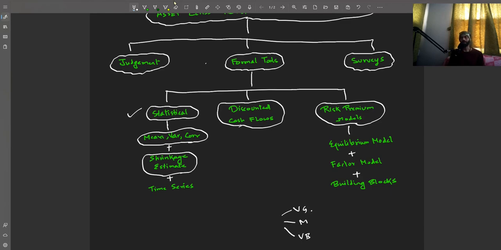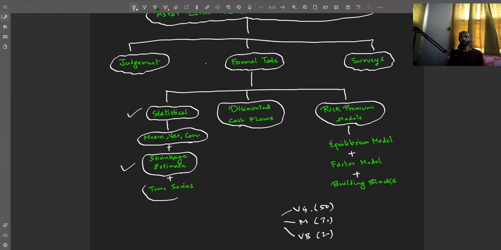Now, based on your judgment of circumstances, you attach weightages to it. Let's say you attach a probability of 50% that the future is going to be very good, 30% that it's going to be moderate, and 20% that it's going to be bad or very bad. Now, based on each of these assumptions, you create separate statistical measures or forecasts, and then you create a weighted average of those forecasts. This kind of method will be called a shrinkage estimate, right?